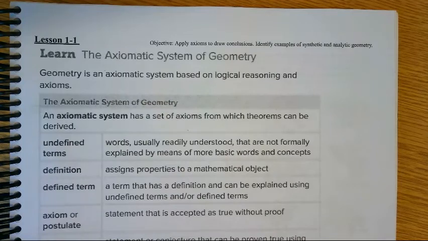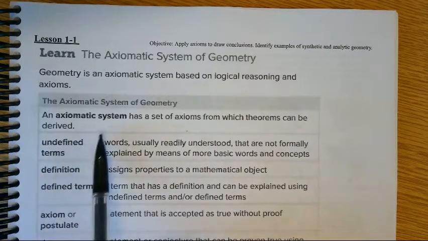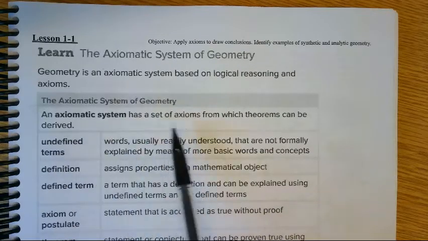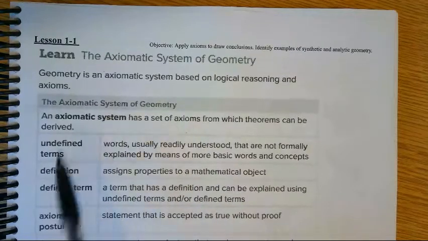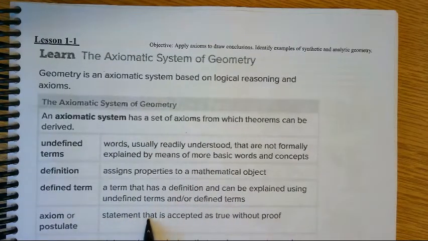Section 1-1 is about the system for geometry. So geometry is an axiomatic system based on logical reasoning and axioms. You might be wondering, what the heck is an axiom? An axiomatic system is a set of axioms from which theorems can be derived. Axioms are statements that are accepted to be true without proof.